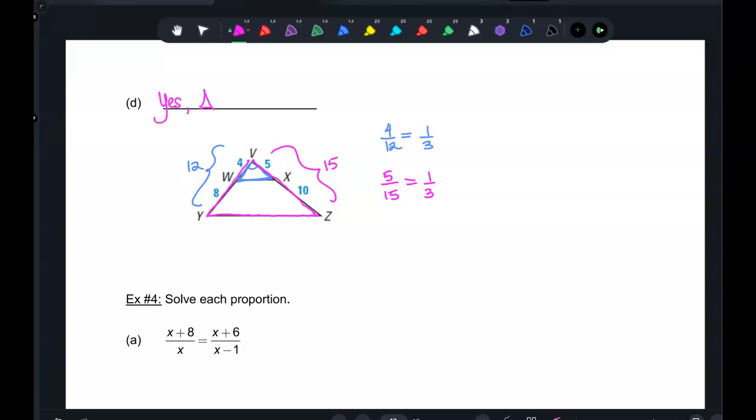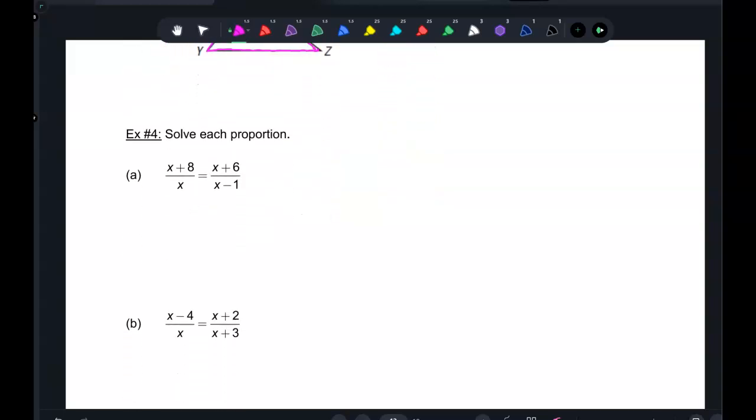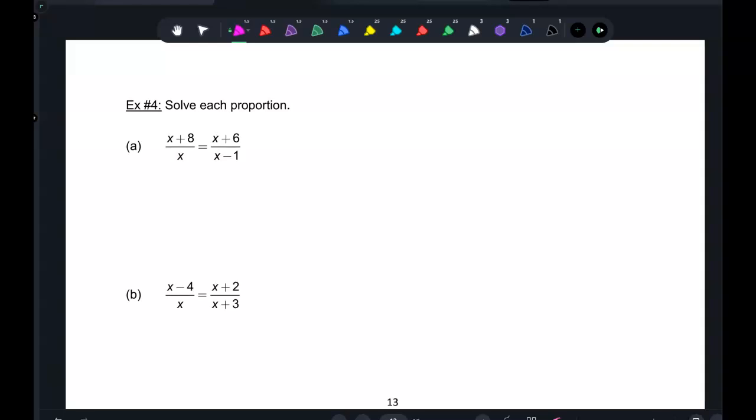Okay, remember when I said it's VWX and VYZ. Good. Are these just the proportions? These are going to be proportions. Now, there's a reason we were practicing FOIL yesterday. Don't worry, it's going to be fine.